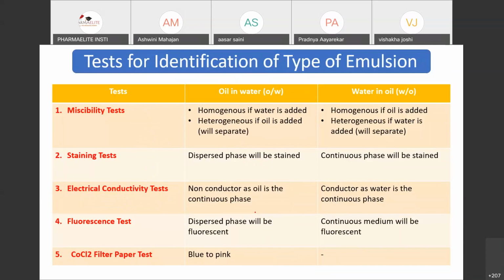Okay. That was about the electrical conductivity test. The statements written here are exactly opposite. This statement should come on the right and this statement should come on the left. That's why I told you don't focus on the table. Let's go to the next test.